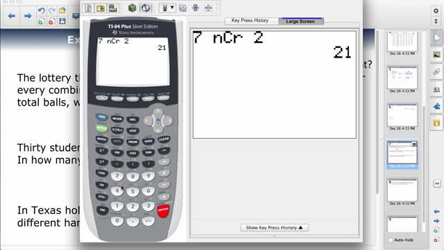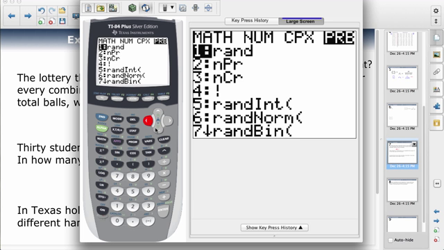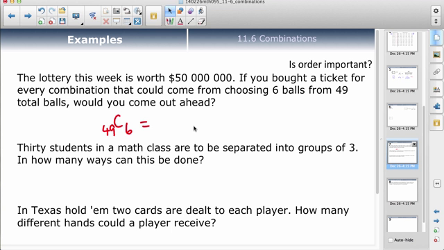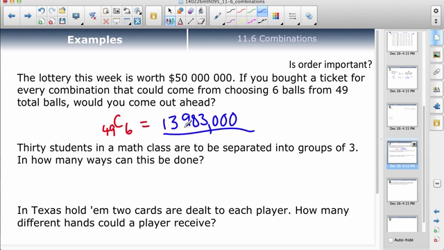So 49, math, PRB, choose 6. Okay. Ooh, that's a big number. 13,983,816 and change. So there's almost 14 million different combinations of 6 numbers that I could get from a total pool of 49 numbers or balls, whatever.